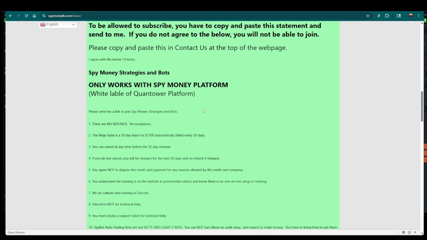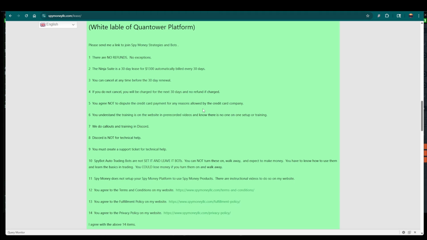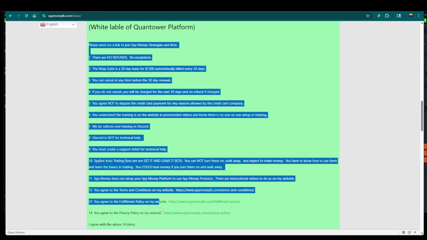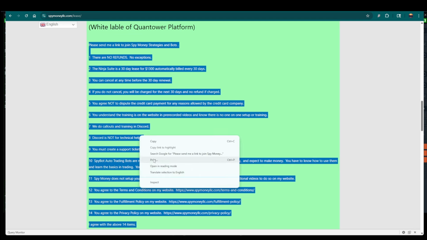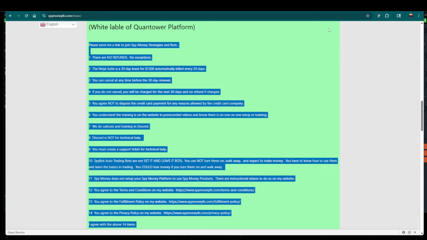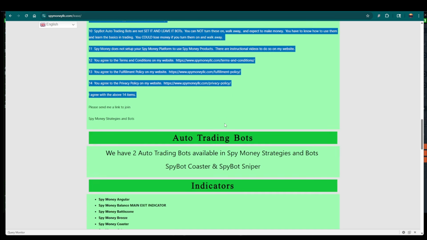To get started, you will need to read through these 14 items. Once you read through these, if you agree to them, then the only thing you have to do is just copy this like this, and then go up to the Contact Us, put in your information, and paste this in the description, and send that to me. And then once approved, I will send you a link to get joined. Pretty easy to get joined up.